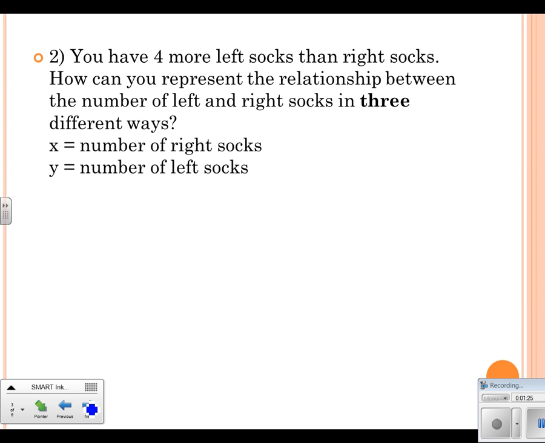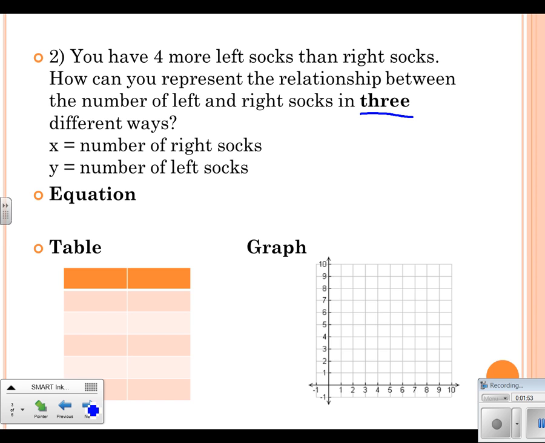You have 4 more left socks than right socks. How can you represent the relationship between the number of left and right socks in 3 different ways? So I'm going to show you in 3 different ways how we can do this. We will be using x for the right socks, y for the left socks. We're going to write an equation, a table, and a graph to represent this relationship.